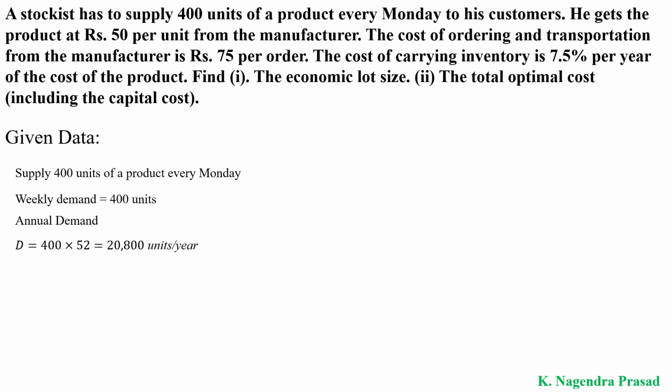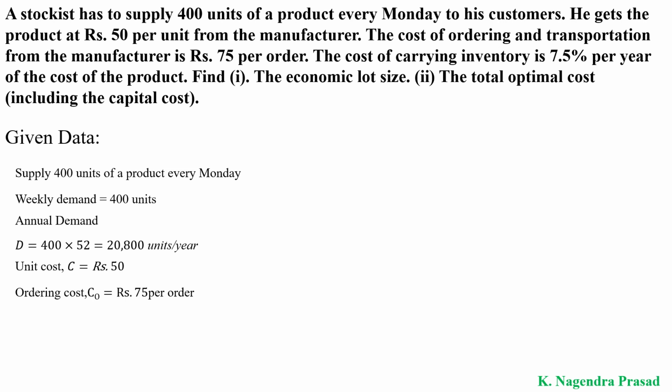And next it is given he gets the product at 50 rupees per unit from the manufacturer. So it is given the unit cost capital C equal to 50 rupees. And next it is given the cost of ordering and transportation from the manufacturer is 75 rupees per order. So it is given the ordering cost C0 equal to 75 rupees per order.